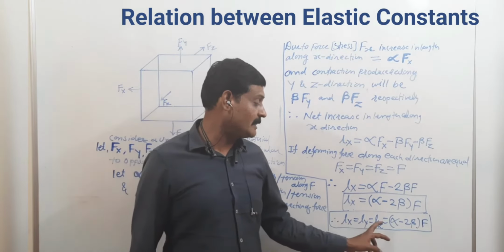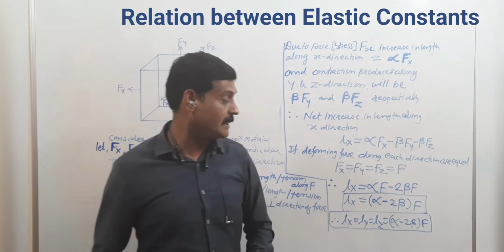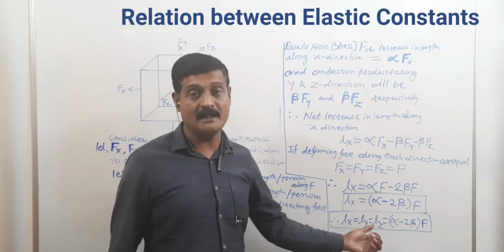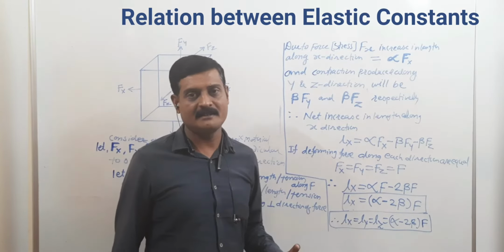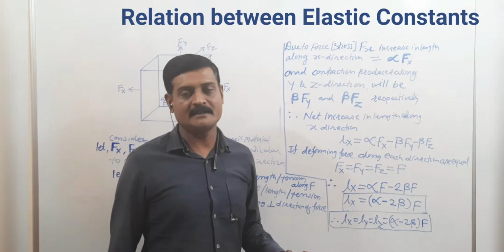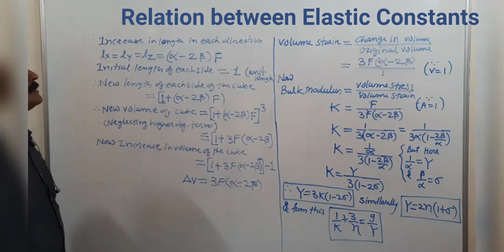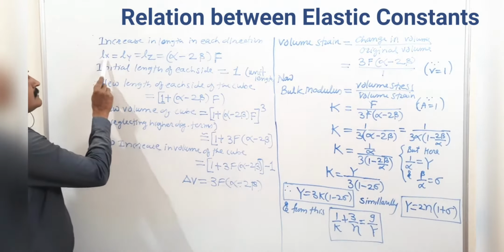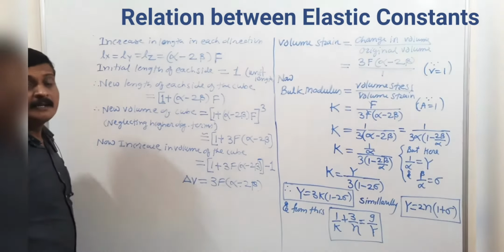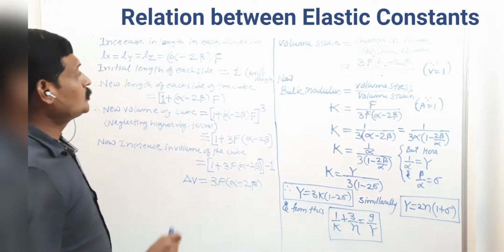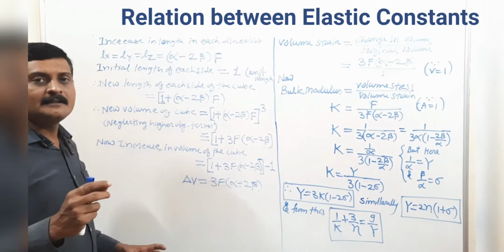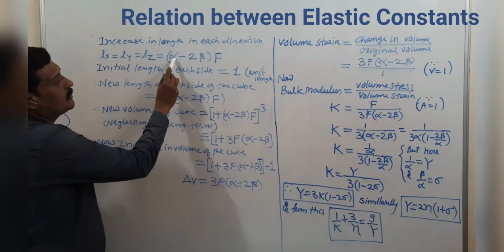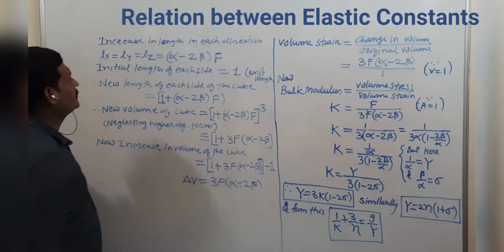So Lx is equal to Ly is equal to Lz is equal to (alpha minus twice beta) into f. So it is the increase in length along each direction if we apply the force along that direction. Now see here, the increase in length in each direction, that is Lx equals Ly equals Lz. It is an isotropic material, so the increase in length in all directions is the same. So Lx = Ly = Lz = (alpha minus twice beta) into f.